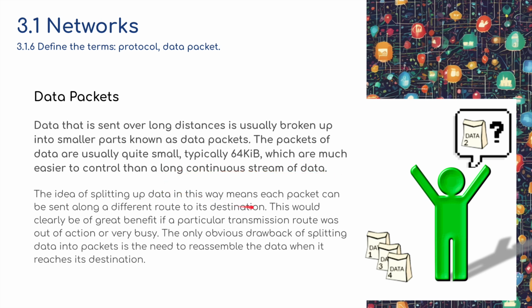Okay, the idea of splitting up data in this way means each packet can be sent along different routes to its destination. So with routers controlling where each packet is going to go, it should speed up the process. This would clearly be a great benefit if a particular transmission route was out of action or very busy. The only obvious drawback of splitting data into packets is it needs to be reassembled once it reaches its destination.